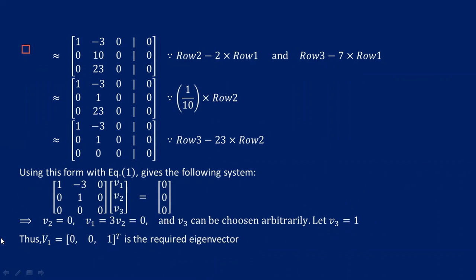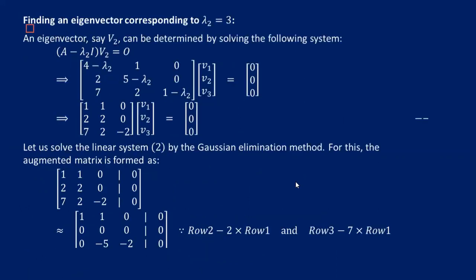So v1 is equal to v1, v2, v3 transpose. Here T is transpose. You can write it as a column matrix without transpose, and it is just a notation, so don't be confused by it. So v1 is equal to 0, 0, 1. Here the first entry is 0, so I write 0. v2 is equal to 0, so I write 0. v3 is equal to 1, so I write 1. This is our resulting eigenvector.